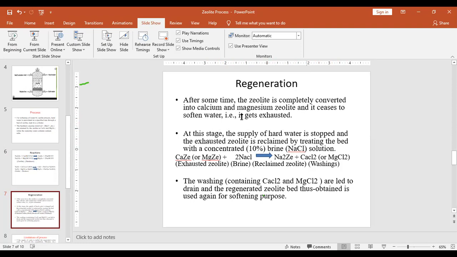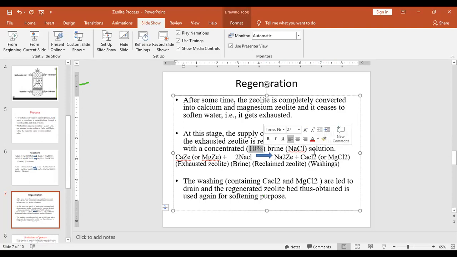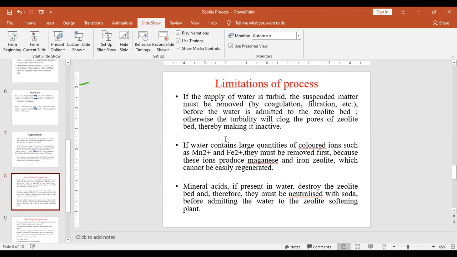At this stage, the supply of hard water is stopped and the exhausted zeolite is reclaimed by treating the bed with a concentrated brine solution. It is 10% or maximum 20% we can use with the NaCl solution. NaCl. Okay. The washings, that are containing CaCl2 and MgCl2, are let to drain, and then the regenerated zeolite bed thus obtained is used again for the softening process. So the entire method, in simple language, I have explained while explaining the figure. Okay, so that is the regeneration method.